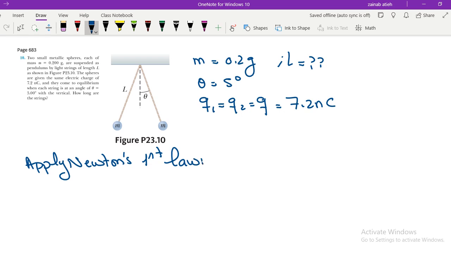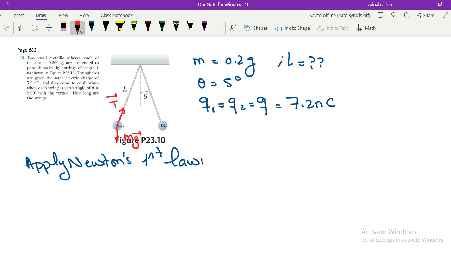First, let me draw the forces acting on this sphere, which is at the left. We have the tension. All the time the tension is directed along the string. We have the weight, which is mg. And because both spheres are charged and they have the same charge, they will repel each other. So same charge, they will repel. And always F is drawn on the line joining the two spheres.